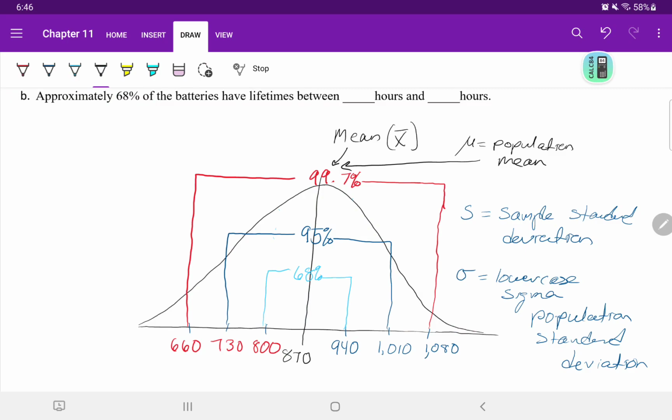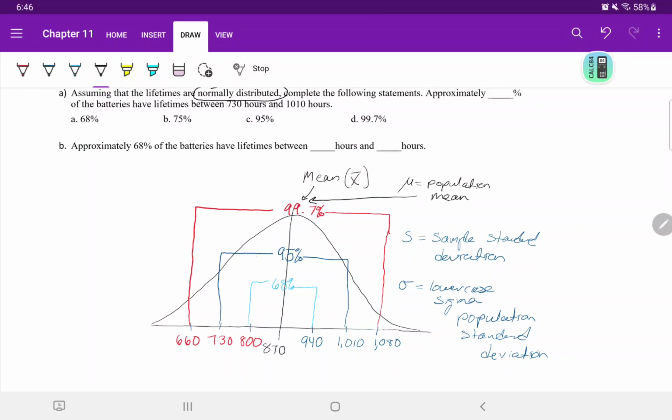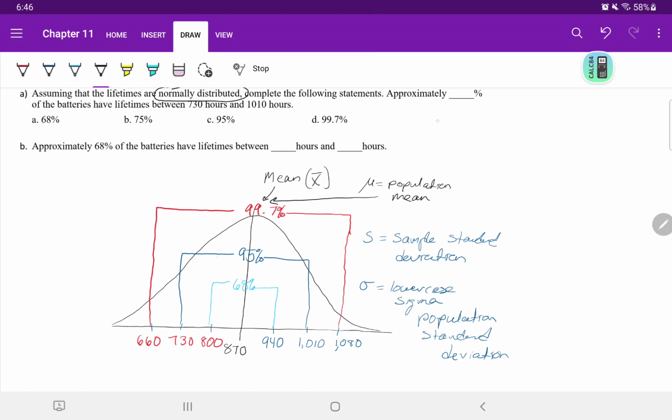So let's answer the questions based on the figure that I have constructed. It says, approximately what percent of battery lives have a lifetime between 730 hours and 1010? If you look here, between 730 and 1010, that is about 95%. So the answer will be C, 95%.